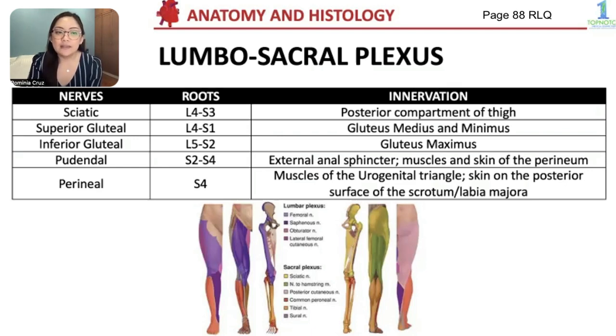And since your pudendal nerve gives off somatic innervation to the external sphincter and to the muscles and skin of your perineum, blockage of this nerve is an option in minor vaginal surgeries or cases of pudendal neuralgia. So this is the nerve we block in the question earlier.